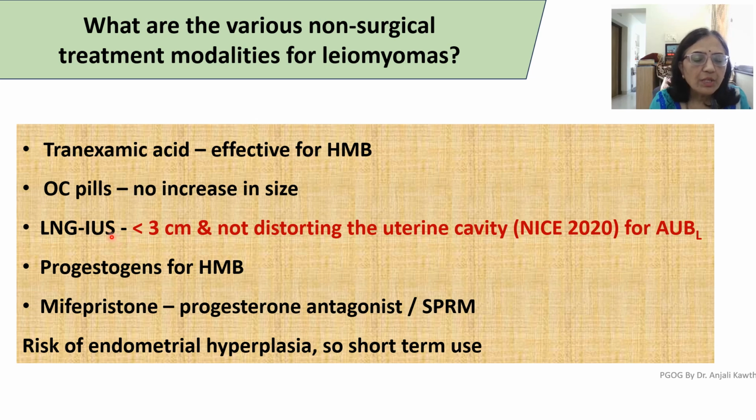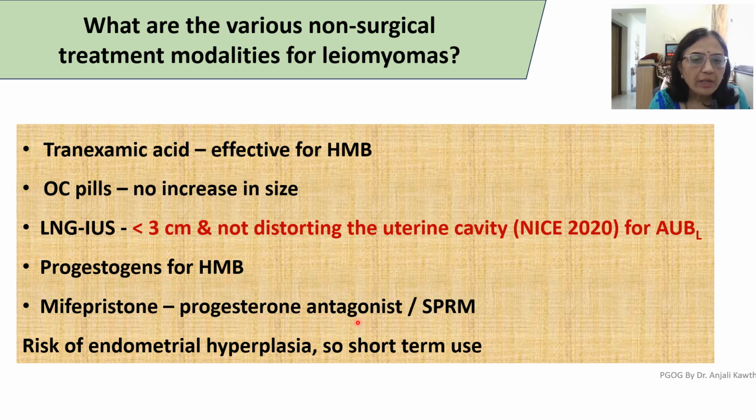It is specially indicated whenever the size of leiomyoma is less than 3 centimeters and it is not distorting the uterine cavity. This is as per the NICE 2020 guideline, that specifically there is a place for use of LNG-IUS in patients with leiomyoma, provided it is not distorting the uterine cavity and size is less than 3 centimeters. Progestogens, progesterone only contraceptives, also can be used for the control of heavy menstrual bleeding.